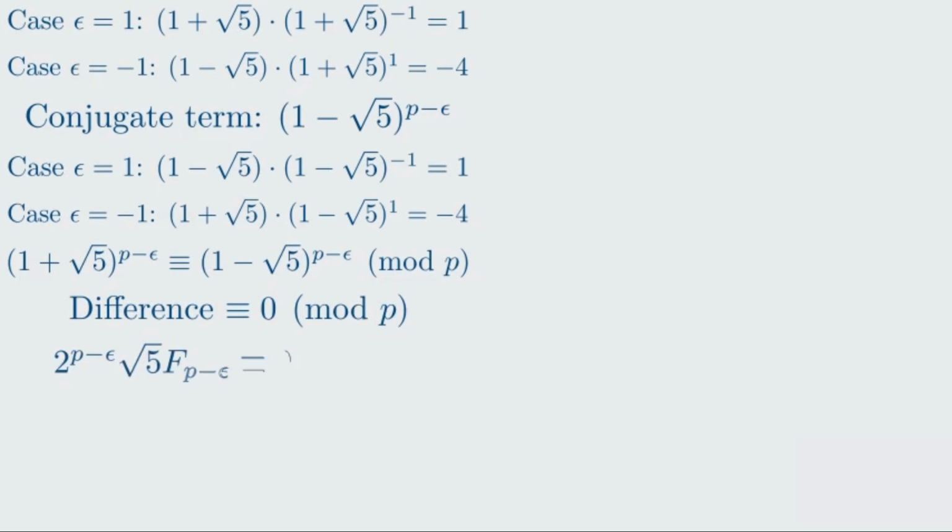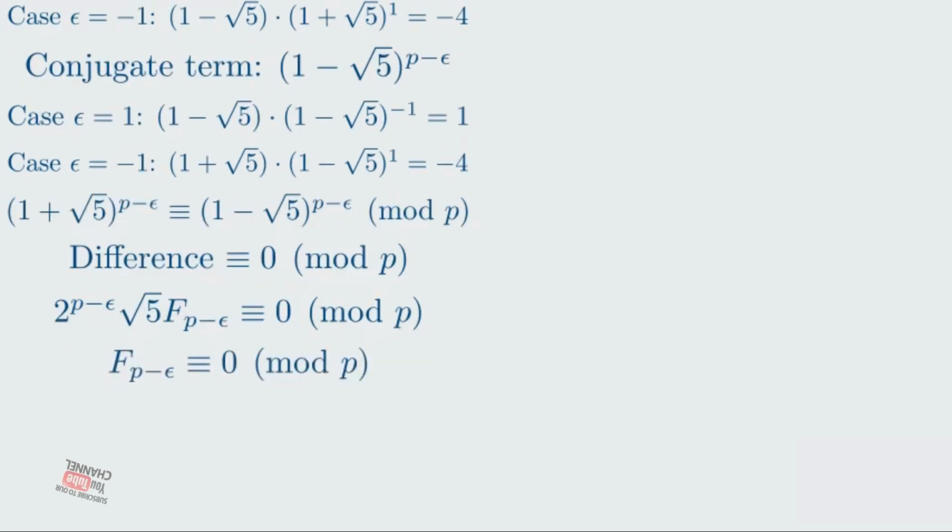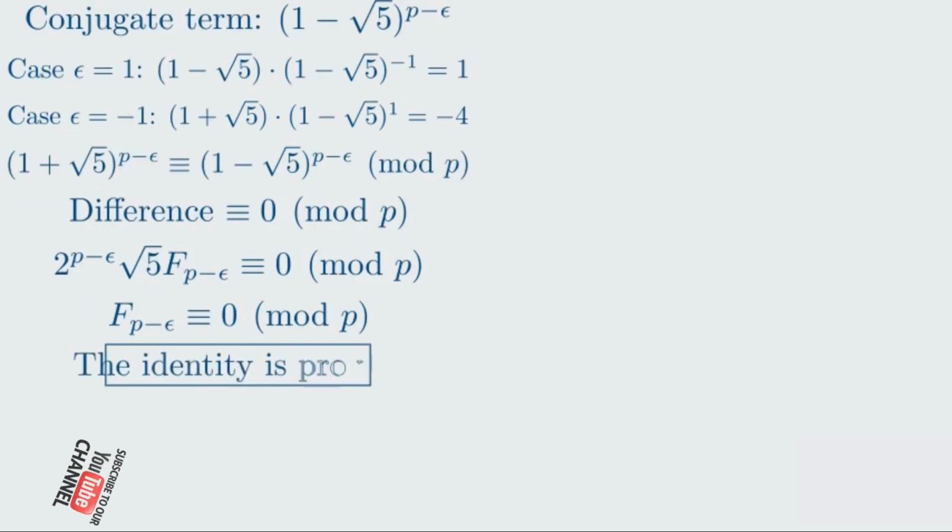Going back to Binet's formula, this means that a constant times our Fibonacci number is congruent to 0 modulo p. Since p is a prime strictly greater than 5, it doesn't divide 2 or 5. Therefore, p must perfectly divide the Fibonacci number F_{p minus epsilon}. And with that, we have successfully proven the Lucas sequence identity. We showed that the Fibonacci number at index p minus the Legendre symbol of 5 mod p is a multiple of p. Thank you for watching.